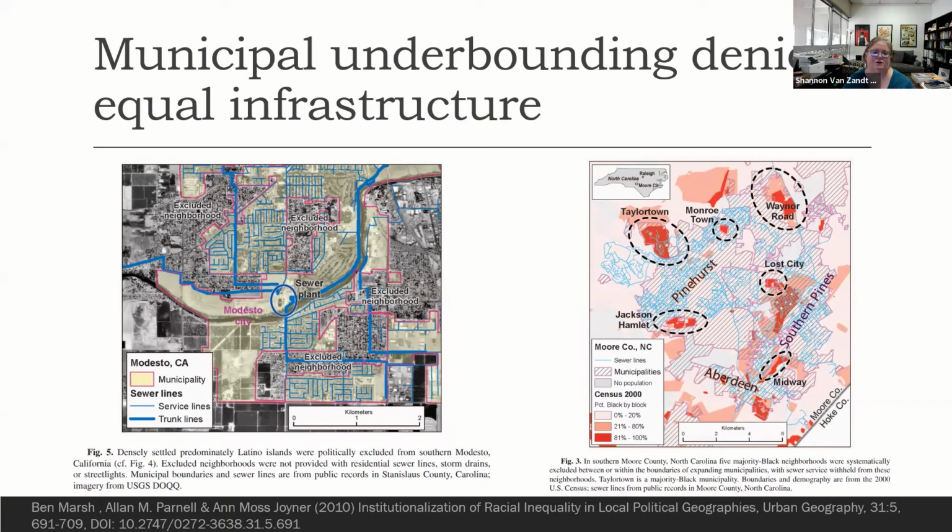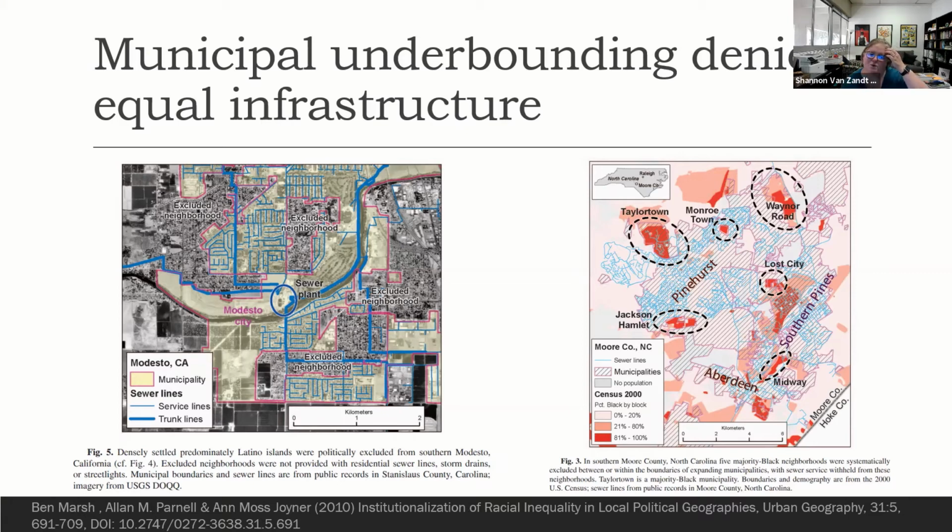So I have a friend in North Carolina, Ann Moss Joyner. She and her husband, Alan Parnell, and Ben Marsh, who's a geographer at UNC, have done a lot of work over the years and also a lot of testimony in lawsuits against cities that shows how the cities have done this. And they do pretty simple GIS work, but they show, here's an example from Modesto, where you see the purple line around the city, and then the excluded neighborhoods that have no infrastructure and are heavily Latino. And the blue lines represent the service and trunk lines, and they don't go through the Latino neighborhoods.